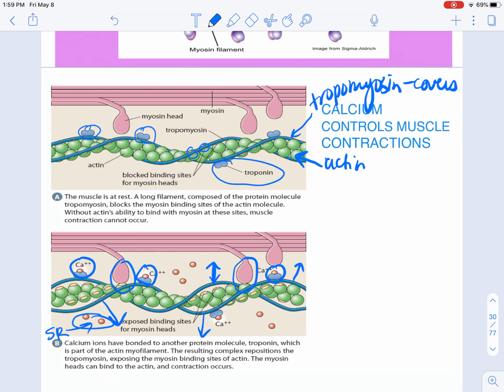So again, the SR releases calcium, and calcium binds to troponin.